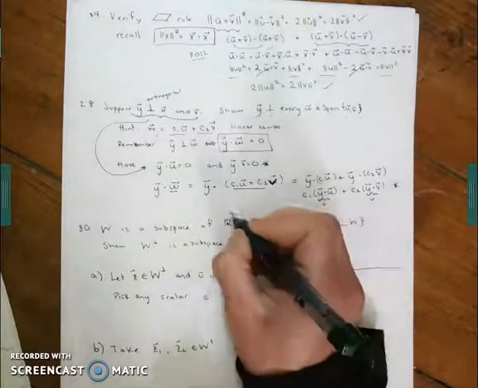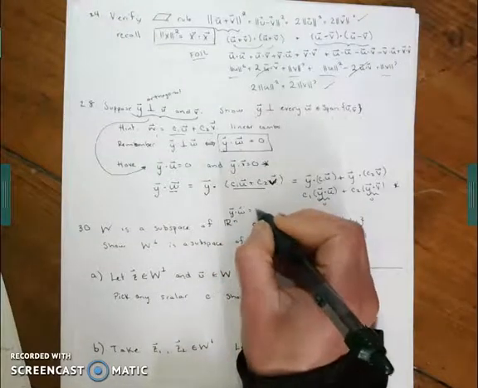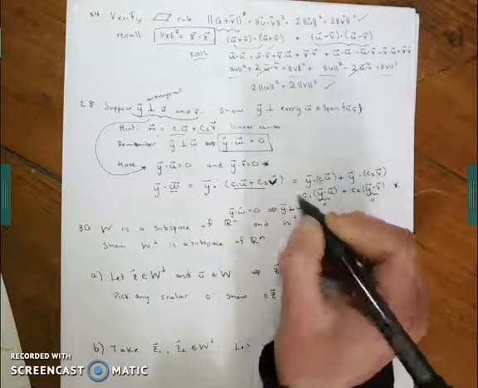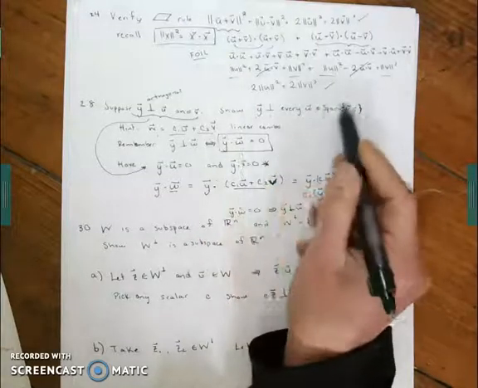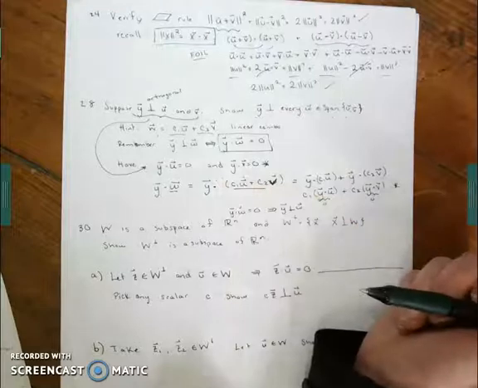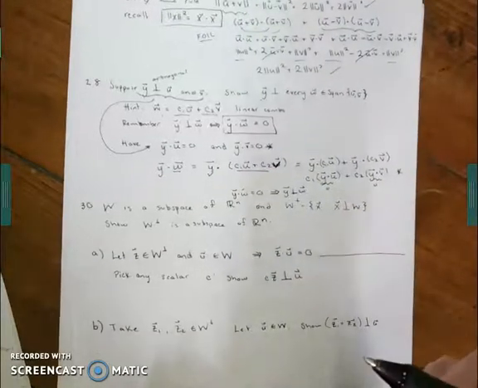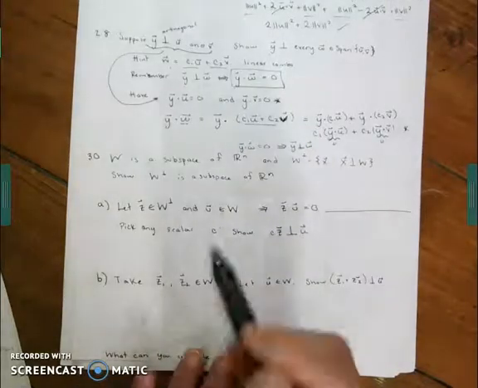So we showed that y dot w equals 0, which means y is perpendicular to w. And since every w in the span of u and v is going to look like this, the proof works for all of those w's. All right, let's move on to question 30.